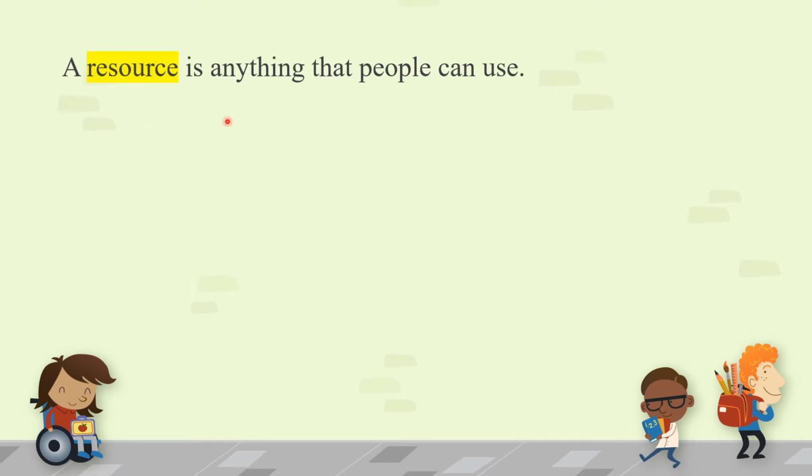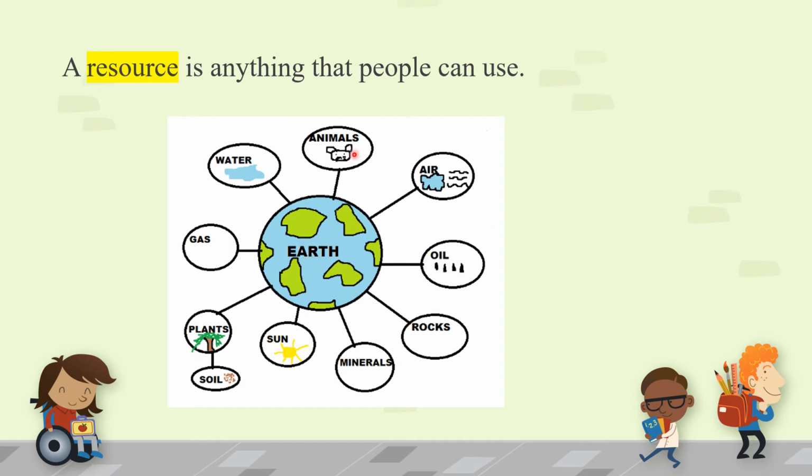A resource is anything that people can use. These are some of the examples of natural resources that are found on Earth: animals, air, oil, rocks, minerals, sun, soil, plants, gas, and water. Soil, trees, and water are the resources that can be used to provide food. Can you name some foods that come from each of these resources?